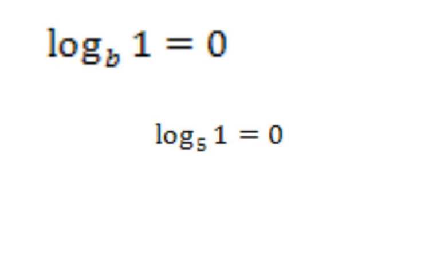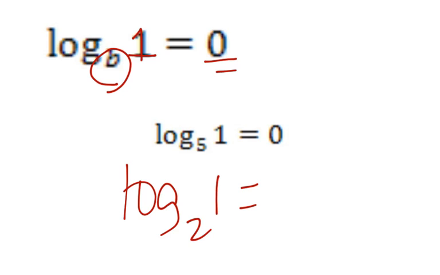Log base b of 1 is equal to 0. It doesn't matter what your base is. If you have a 1 here, it's going to equal 0. So log base 5 of 1 is 0. Log base 2 of 1 is 0.